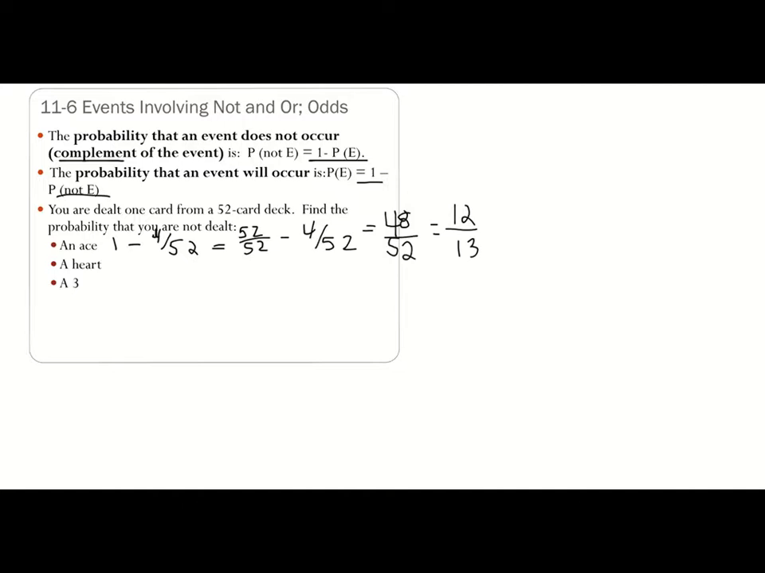Next, we have a heart. So we'll do 1, and remember your hearts are one whole suit, so it's 13 out of 52. So again, we'll do 52 over 52 minus 13 over 52, which will end up being, when I simplify it, 3/4.